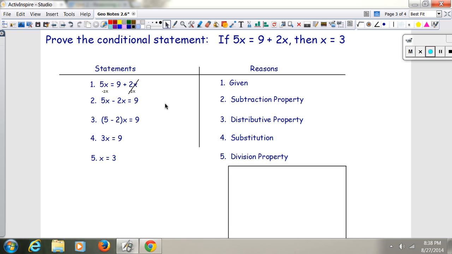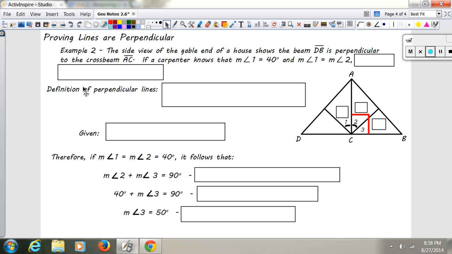So that's just the statements, and the reasons for these statements. These reasons are why these are true statements over here. So that's just a little proof with algebra, using algebra to do a proof. And then the last one here, proving lines are perpendicular.